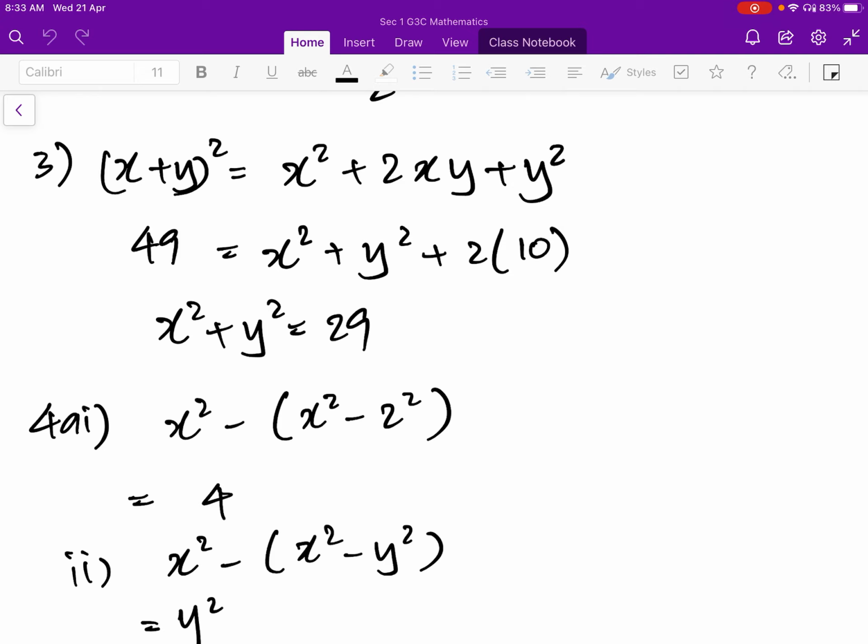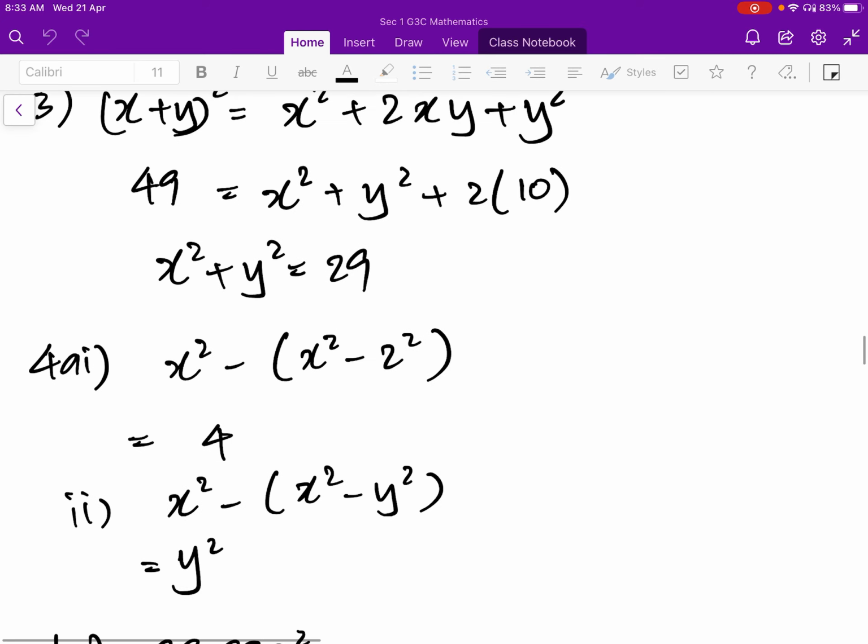So for question 4a part 1, expand and simplify. Okay, so x squared minus our bracket of x plus 2, x minus 2. This portion over here, you have to recognize that it is a special product, a plus b, a minus b. So this straight away gives us x squared minus 2 squared. This portion.